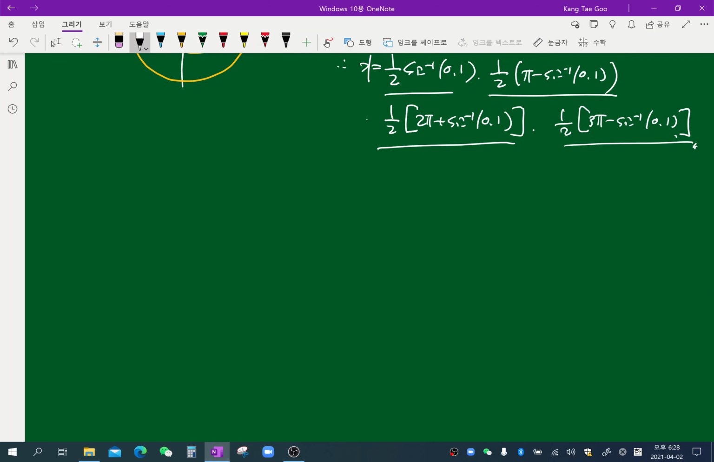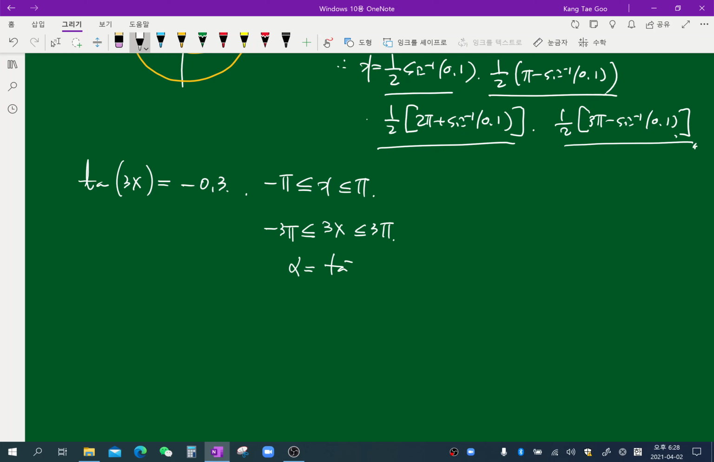Now let's say tangent 3x goes to be negative 0.3, and then x, now the range is a bit more complicated, negative pi to pi. And how can we solve this? The first thing we should do is, okay, the range for 3x. The alpha is tangent inverse 0.3.